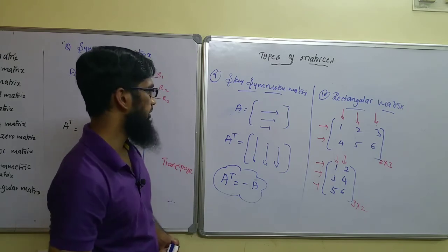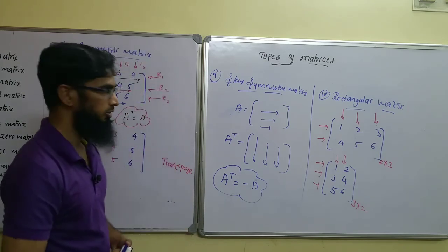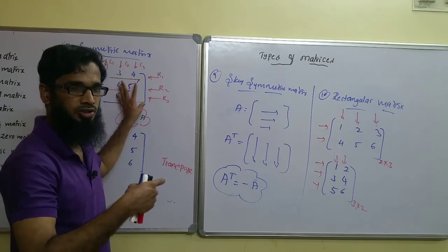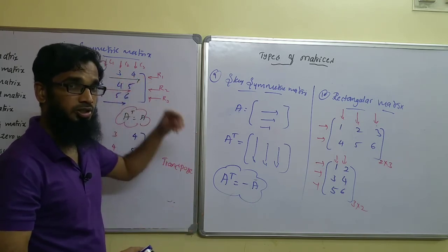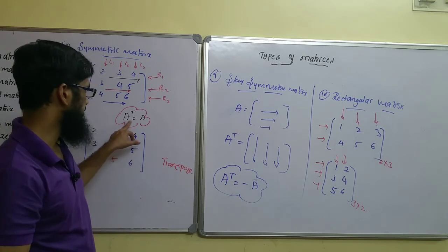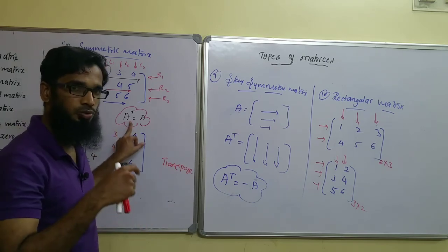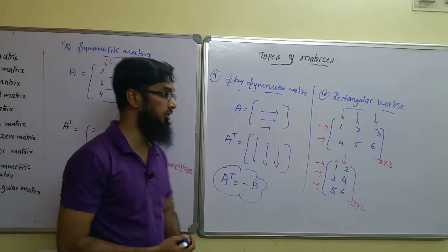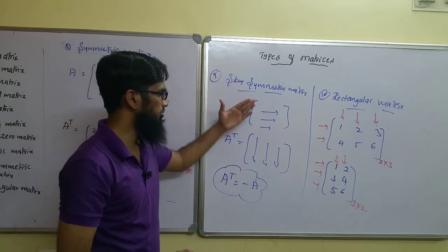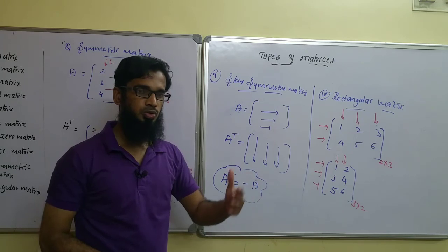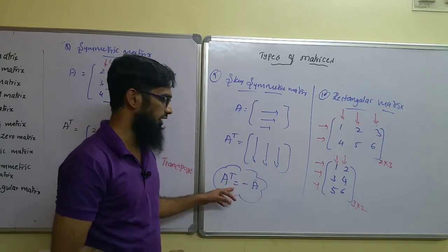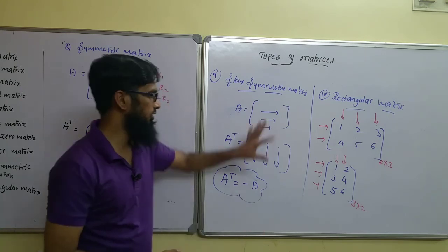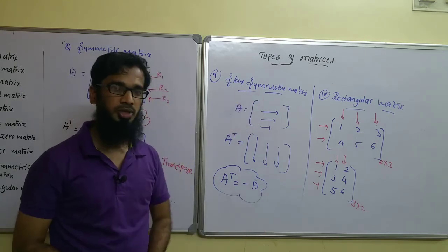Now we'll go for the symmetric matrix. If I take the matrix A and interchange the rows to columns, that will be the transpose. If the transpose of A is equal to the original matrix A, then the given matrix is called a symmetric matrix. The next one is the skew symmetric matrix. If you interchange the rows to columns, and at the end I get the transpose of A equal to minus of the original matrix, then the given matrix is called a skew symmetric matrix.